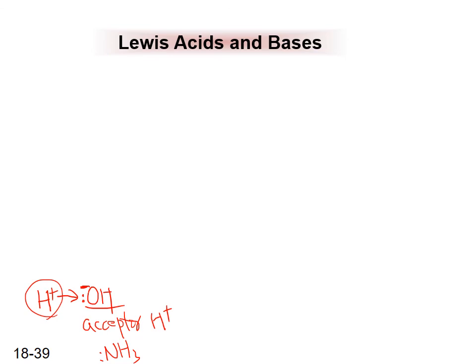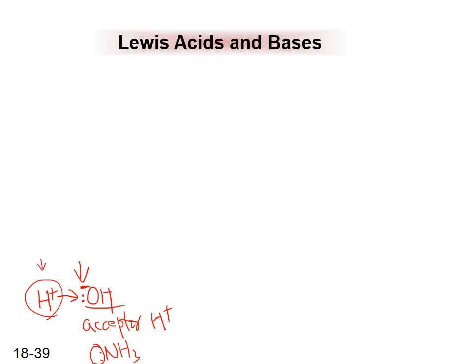Now today we introduce a third theory. In this theory, we again look at the reason for the reaction, which is the lone pair of electrons. But this time we're not saying it accepts the proton; we say anything that has a lone pair of electrons is a base.